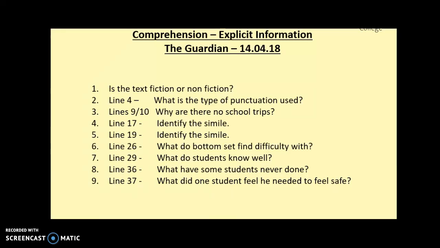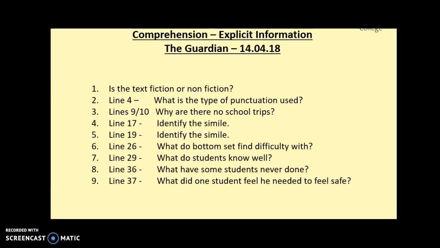Next, comprehension, explicit information, The Guardian, from the 14th of April 2018. Is the text fiction or non-fiction? So think about the differences in the fiction and non-fiction texts. What is fiction and what makes a text non-fiction? Line 4. What is the type of punctuation used? And what are the effects? Lines 9 till 10. Why the no school trips? Would you like that?